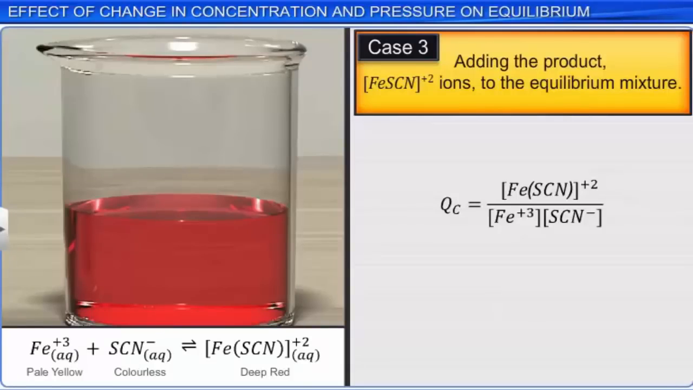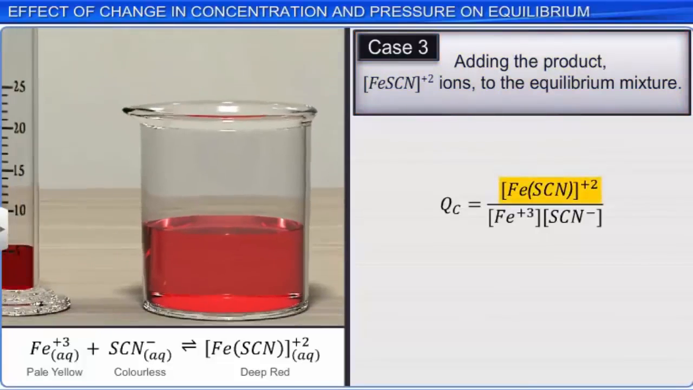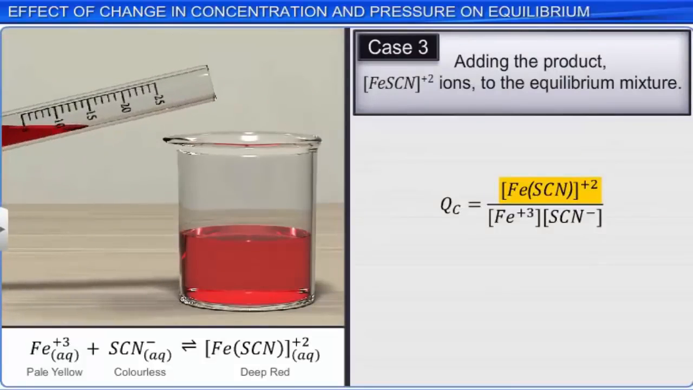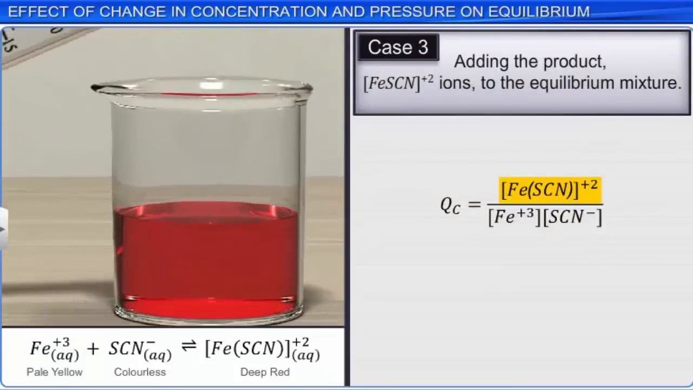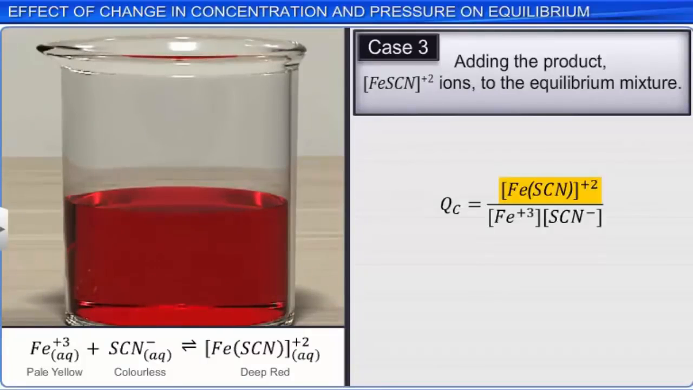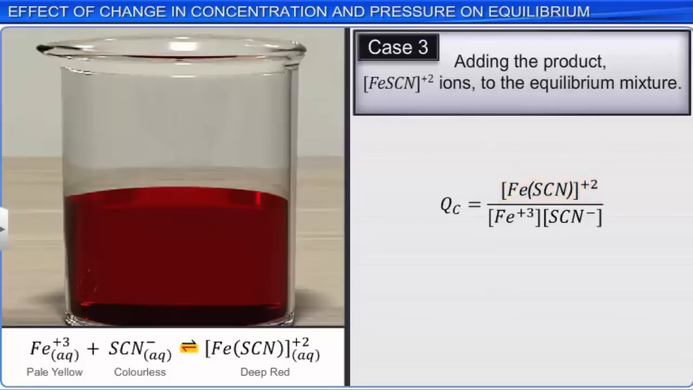Case 3. Adding the product FeSCN+2 complex ions to the equilibrium mixture. On adding FeSCN+2 complex ions to the reaction mixture, the value of the numerator increases in the expression for reaction quotient. Thus, you can say that adding a product to the equilibrium mixture results in the backward reaction. This results in Qc becoming greater than Kc. Hence, the backward reaction, that is, the dissociation of FeSCN+2 ions into Fe+3 and SCN- ions, takes place.